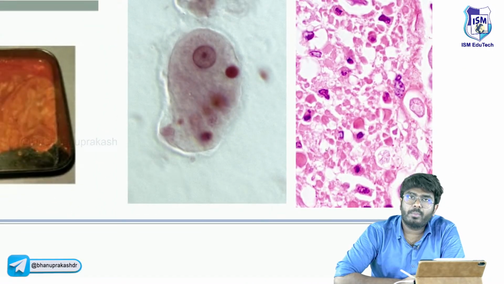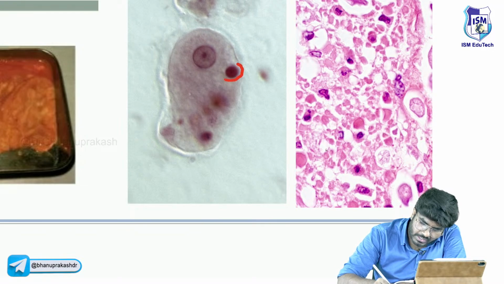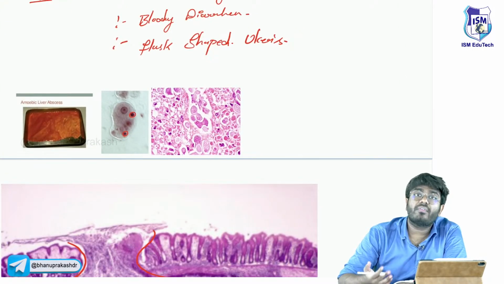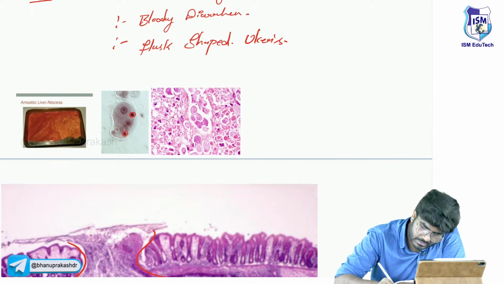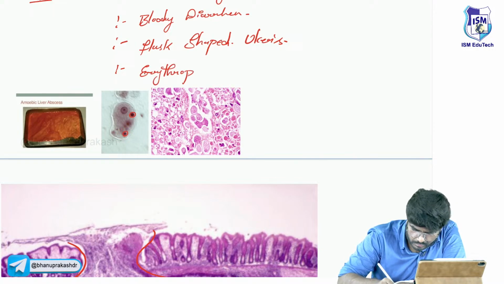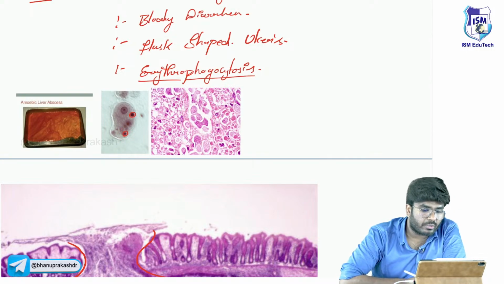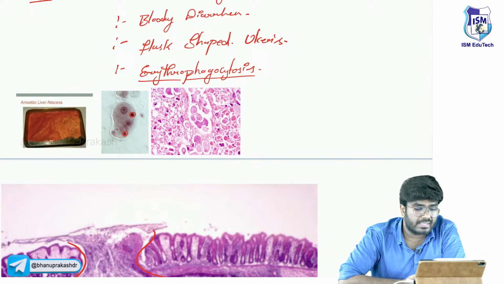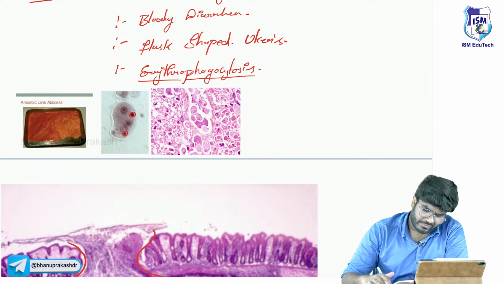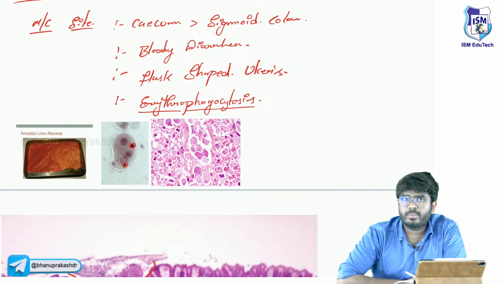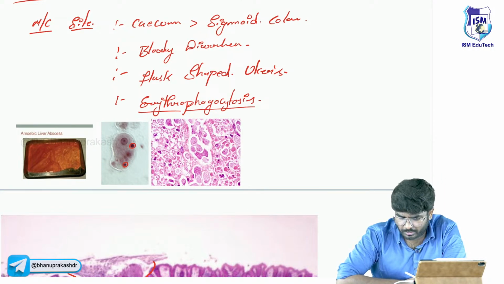Now this is the organism, Entamoeba histolytica, and inside it these are the RBCs. This is called erythrophagocytosis. It will eat the RBCs. Erythro means RBCs are getting phagocytosed. RBCs are seen inside this organism. What else you should know: of course, the cecum is going to be affected, the intestines are affected, malabsorption is there, inflammatory changes are seen, ulcers are seen.